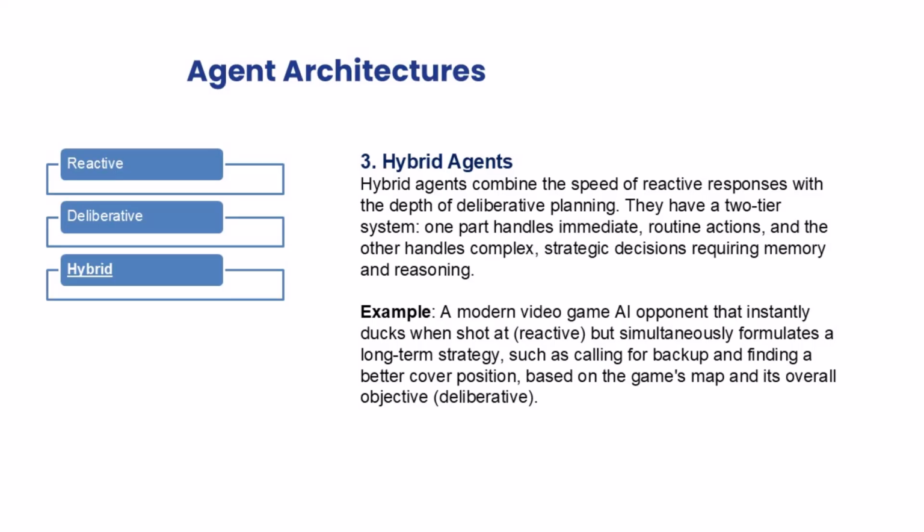Now, most modern AI systems use a hybrid agent architecture, which combines the speed of a reactive agent and the planning power of a deliberative agent. So it has two parts. The reactive part handles simple instant actions, and the deliberative part handles the big long-term decisions.